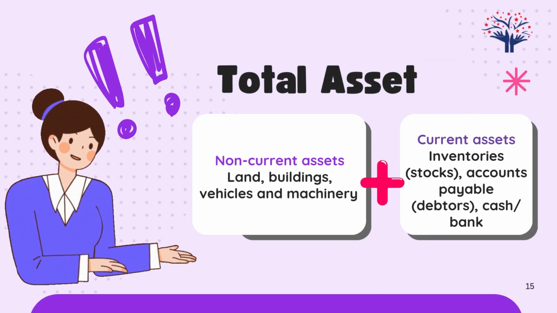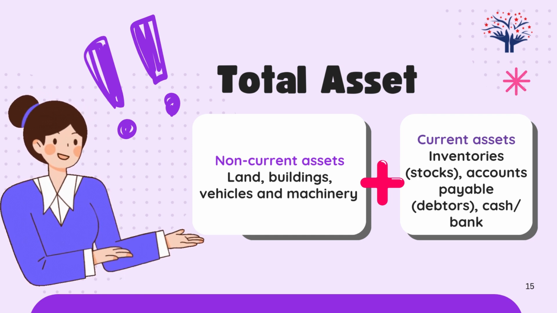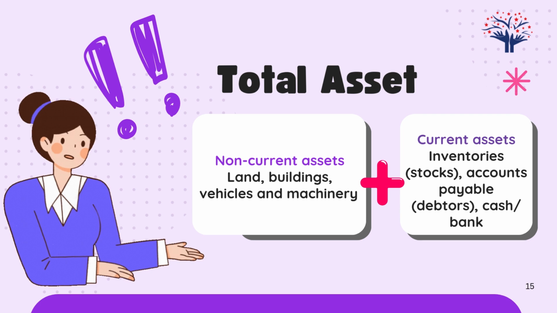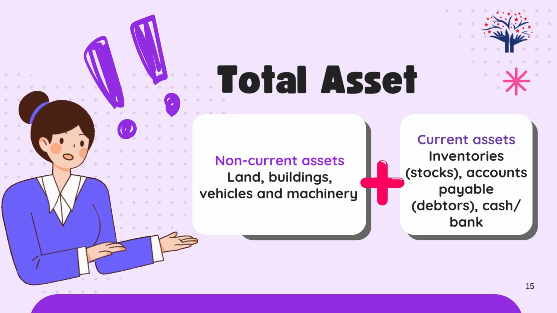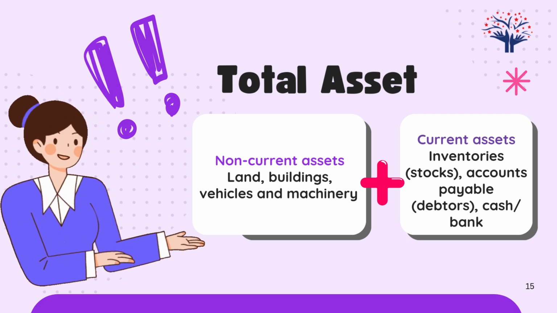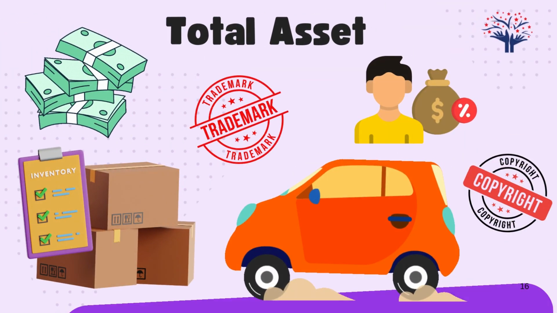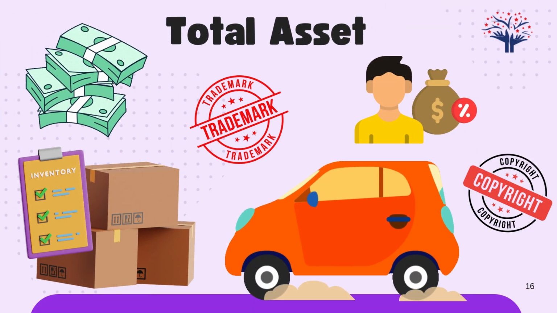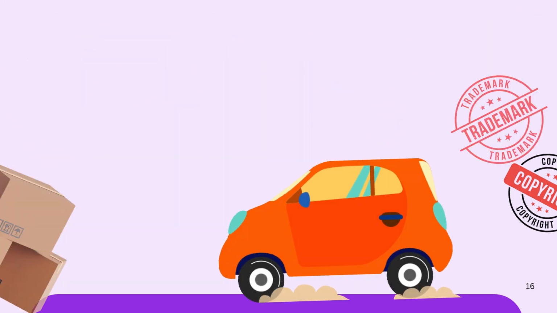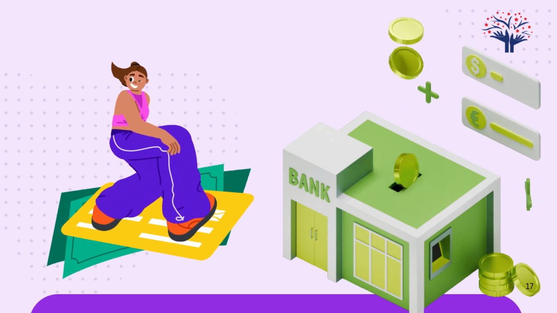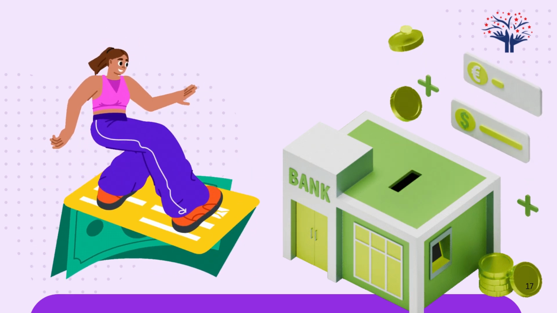This means a company's total assets include both long-term assets, non-current assets that provide value over multiple years, and short-term assets, current assets that are expected to be converted into cash within a year. Total assets represent everything a business owns and controls that has economic value. This figure is crucial in financial analysis as it helps investors and stakeholders assess the company's overall financial strength.